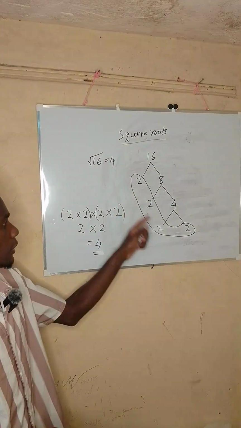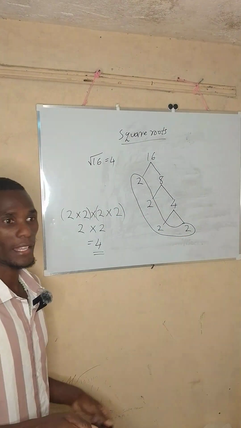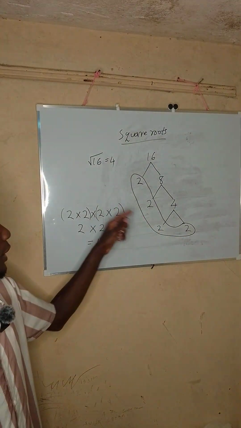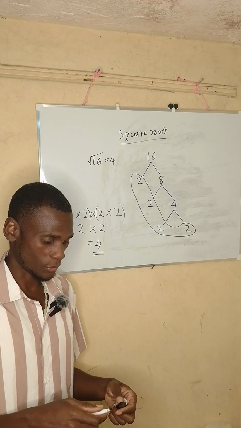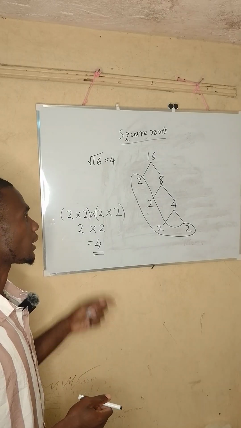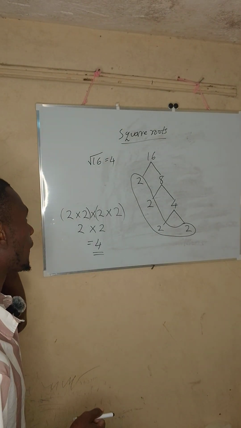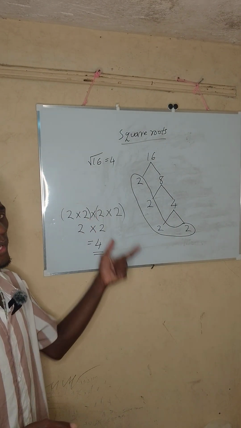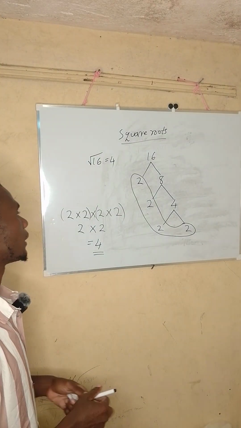So this method, some learners tend to ignore it because it involves division. But this is the method, the recommended method of getting the square root of numbers.